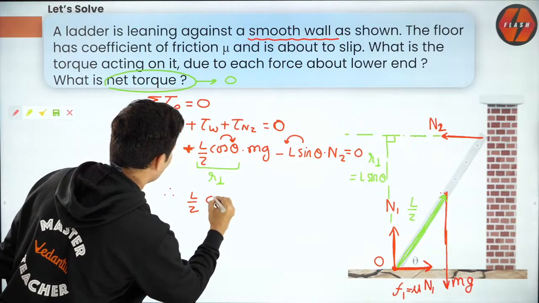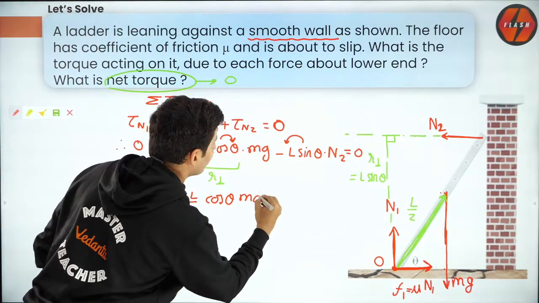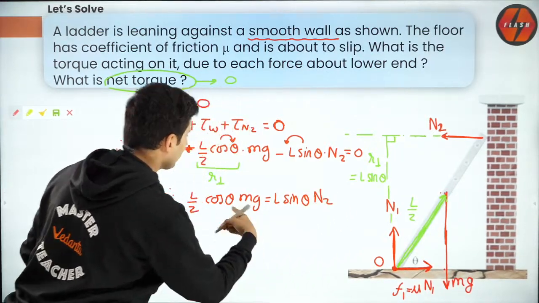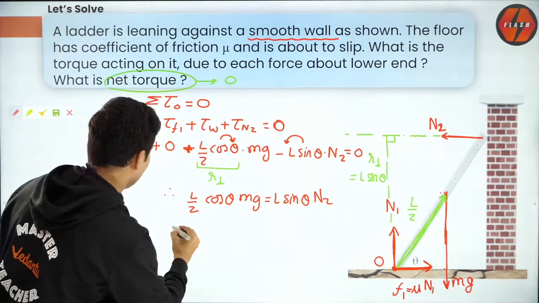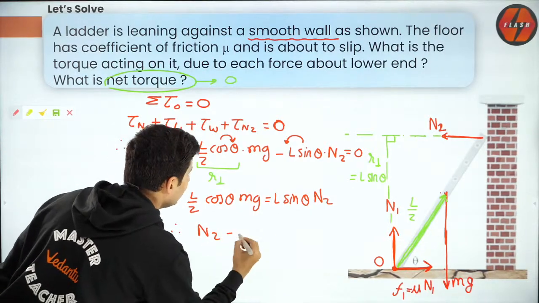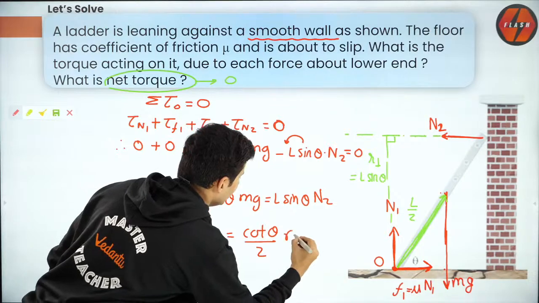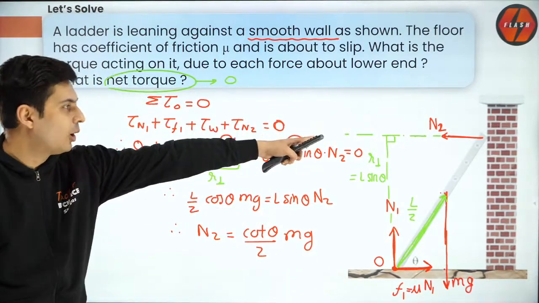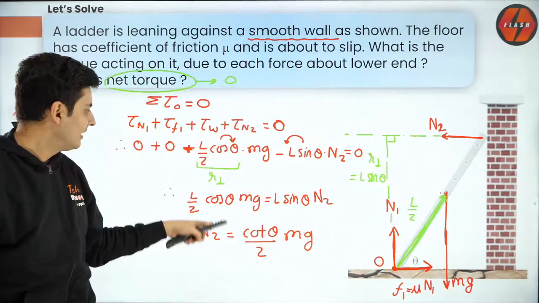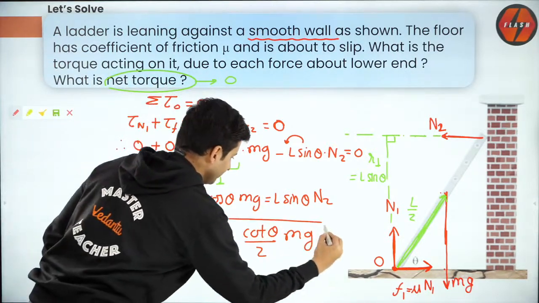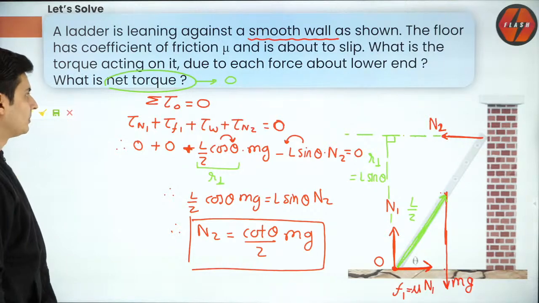So L by 2 cos theta mg is equal to L sine theta into N2. L L goes, and this will give me N2 is equal to cot theta by 2 into mg. See, I got the value of normal 2. So simple. Just writing these equations.